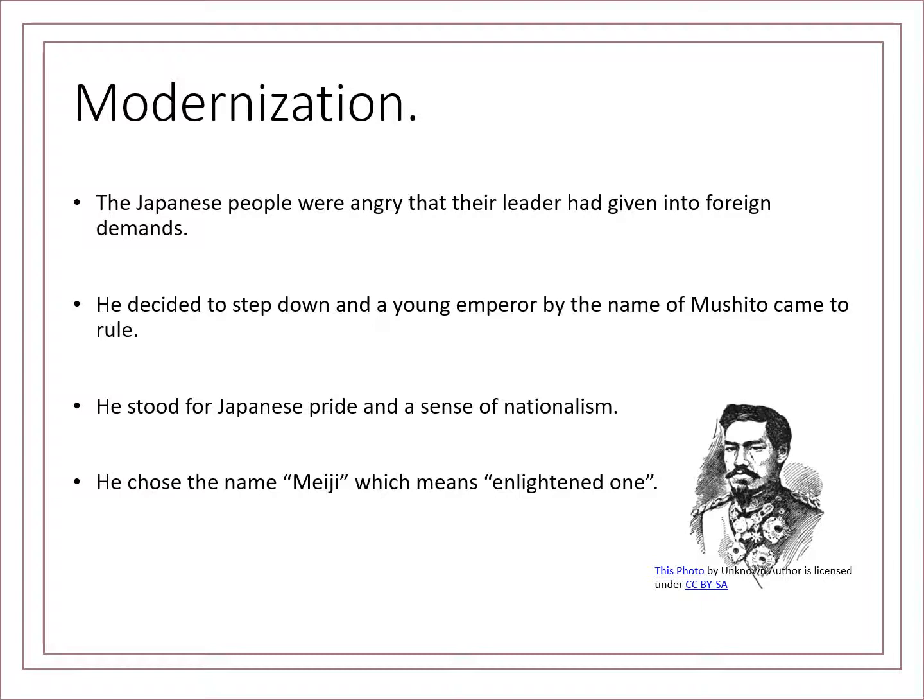The Japanese people were pretty angry that their leader had given in to foreign demands to open up their ports. So he decided to step down, and a young emperor by the name of Mutsuhito came to rule. He was very big on making Japan strong again, building up Japanese pride and Japanese nationalism, and he chose the name, I believe I'm saying this correctly, Meiji, which means enlightened one. His time in power was known as the Meiji era.